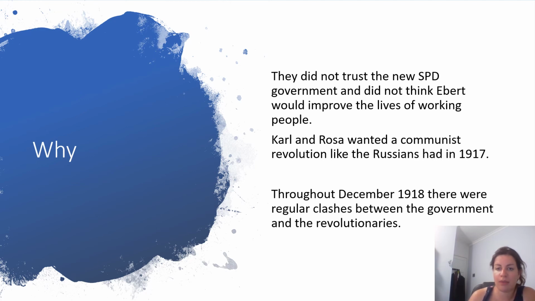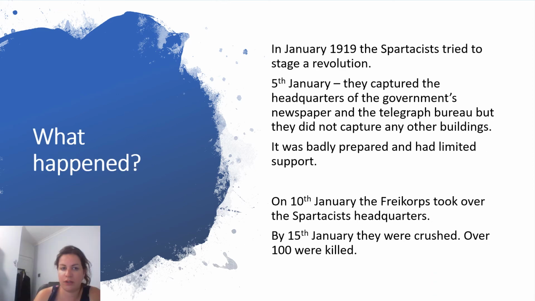Karl and Rosa wanted a big communist revolution, just like the Russians, and particularly because throughout December in 1918, that should say, not 17, there were regular clashes between the government and the revolutionaries, and they joined up and thought, you know what, now is the time to strike, now is the time to go against this government and attempt to rule it, essentially, and bring about a revolution.